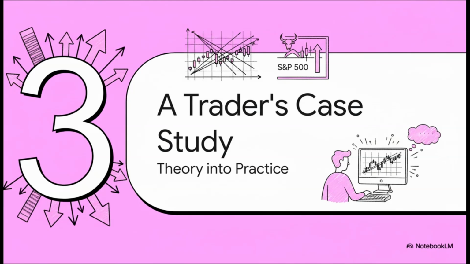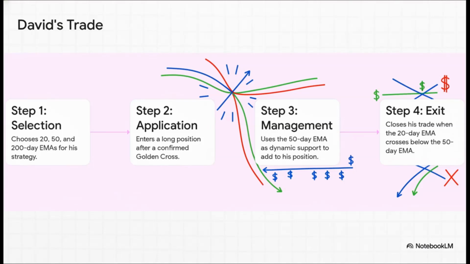Okay, theory is great, but how does this all play out in the real world, with real money on the line? Let's bring this all to life with a quick case study. We'll follow a trader, let's call him David, and see how he used these exact tools to trade the S&P 500. So David had a really clear, methodical plan. Let's walk through it. Step 1. He picked his weapons, the 20, 50, and 200-day EMAs.